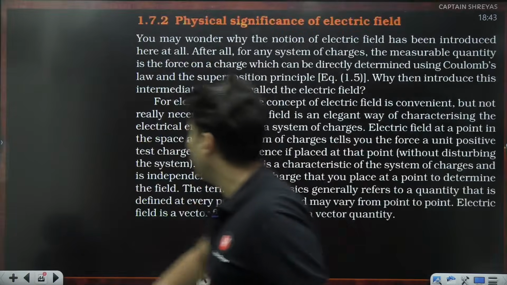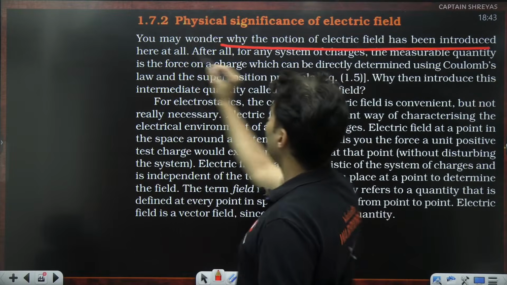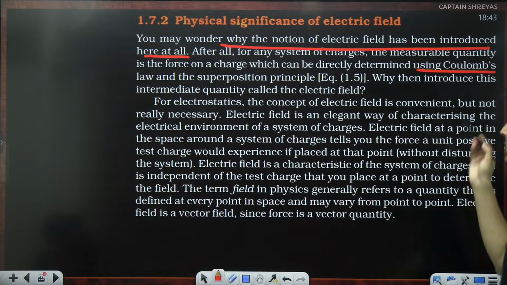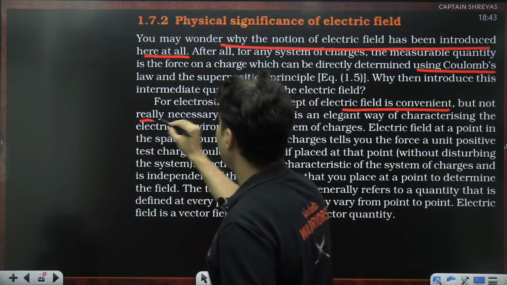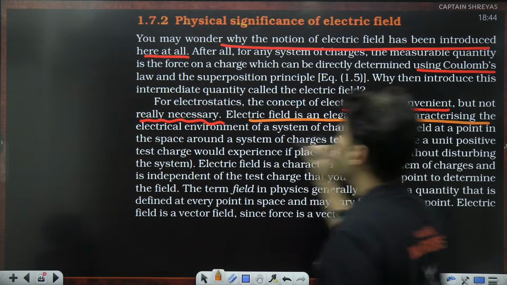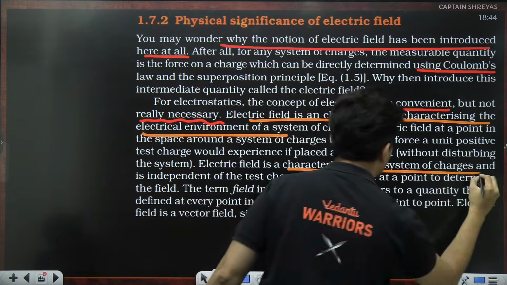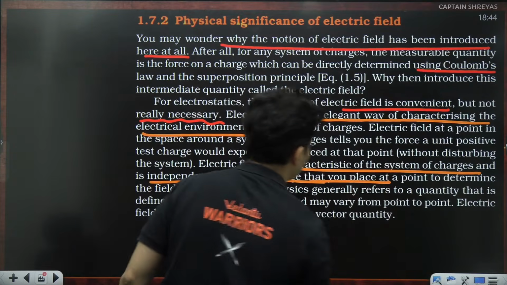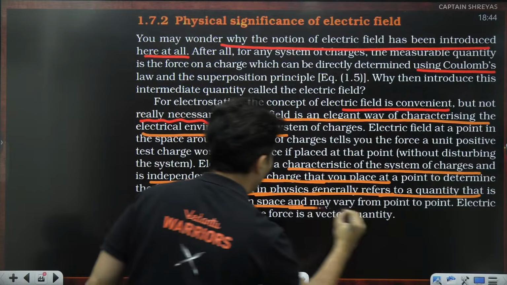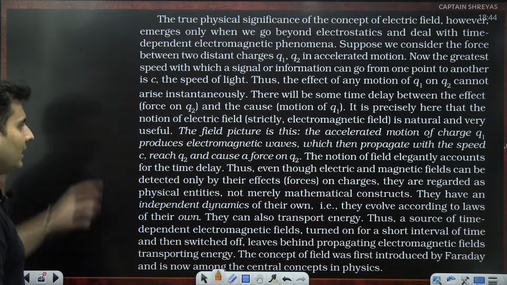That is what initially they have mentioned. You may wonder why the notion of electric field has been introduced at all. You can do this using Coulomb's law. In electrostatics, electric field is convenient, but doesn't feel very necessary. But they say that electric field is an elegant way of characterizing the environment around it. It tells me the characteristic of the system of charges and is independent of the test charge that you place. The term field in physics generally refers to a quantity that is defined at every point and may vary from point to point. And the field is a vector since force is a vector. And then they give this big paragraph over here.